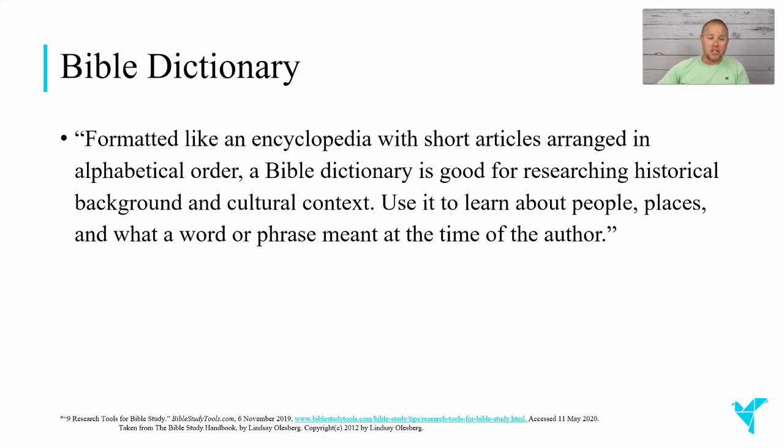The third one is a Bible dictionary, formatted like an encyclopedia with short articles arranged in alphabetical order. A Bible dictionary is good for researching historical background and cultural context. You can use it to learn about people, places, and what a word or phrase meant at the time of the author. So just like a normal dictionary will take you through different words, this takes you through similar things, but these are more things that we're not familiar with here in 21st century Christianity. And so it helps take you back a step to where the author was and gives you some real good depth and understanding of topics that are unfamiliar to us in this day and age. So I recommend having a Bible dictionary by your side.